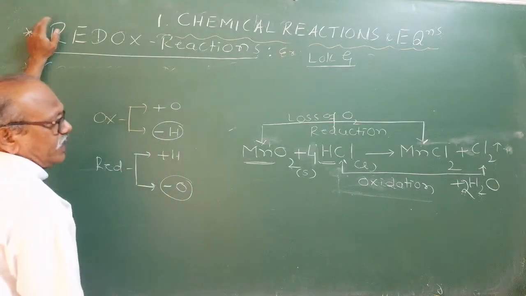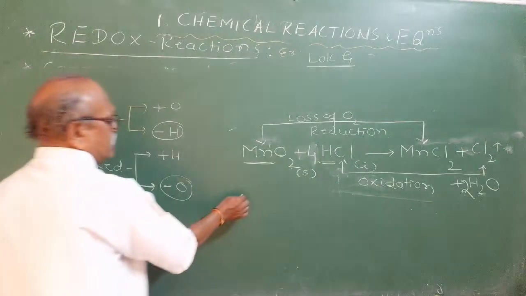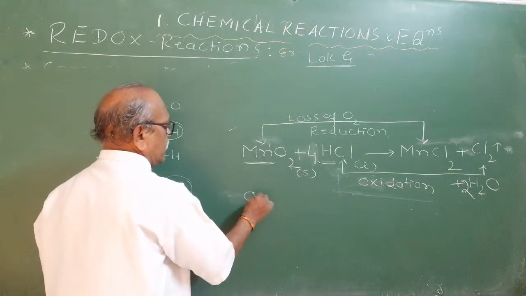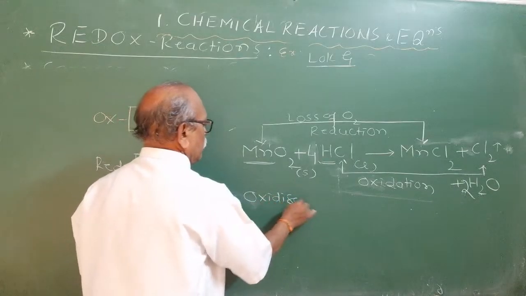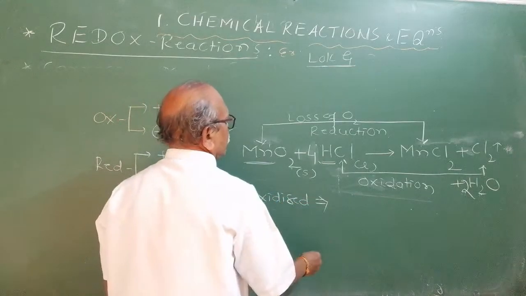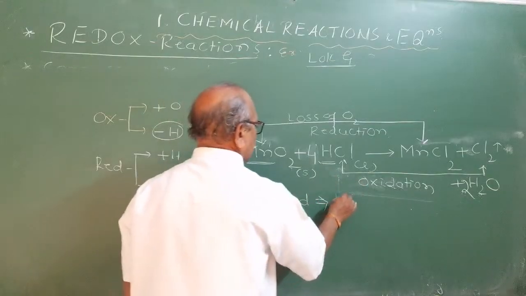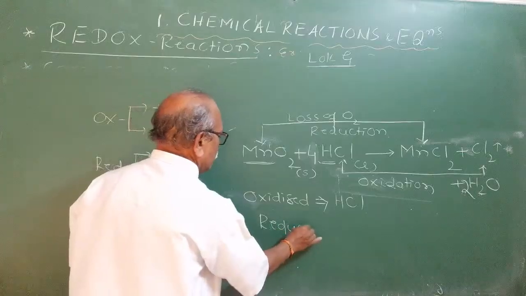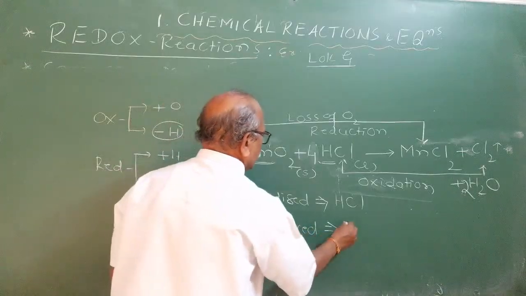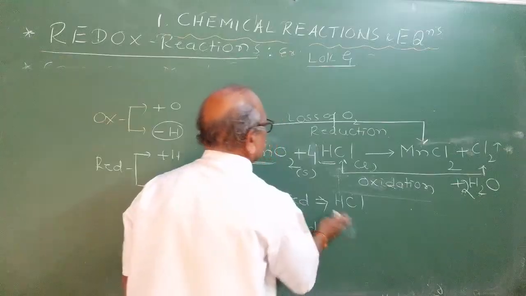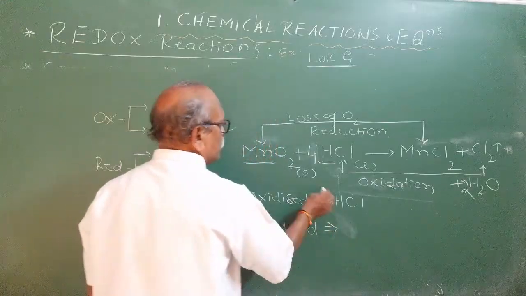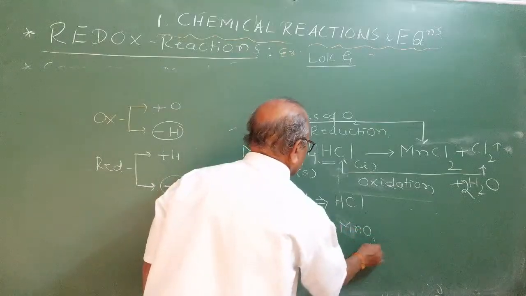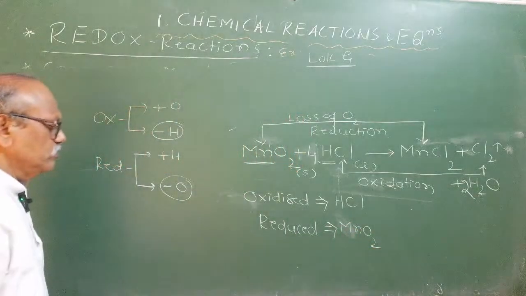Okay. Now you can tell me which is oxidizing agent. Which is oxidized? You can write oxidized. Oxidized substance is HCl. Reduced substance is MnO2.